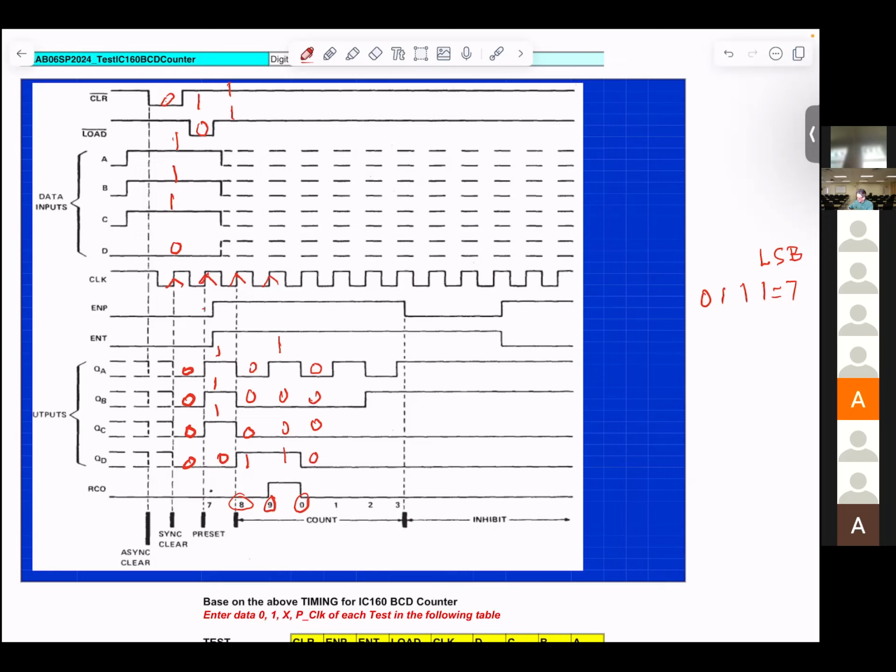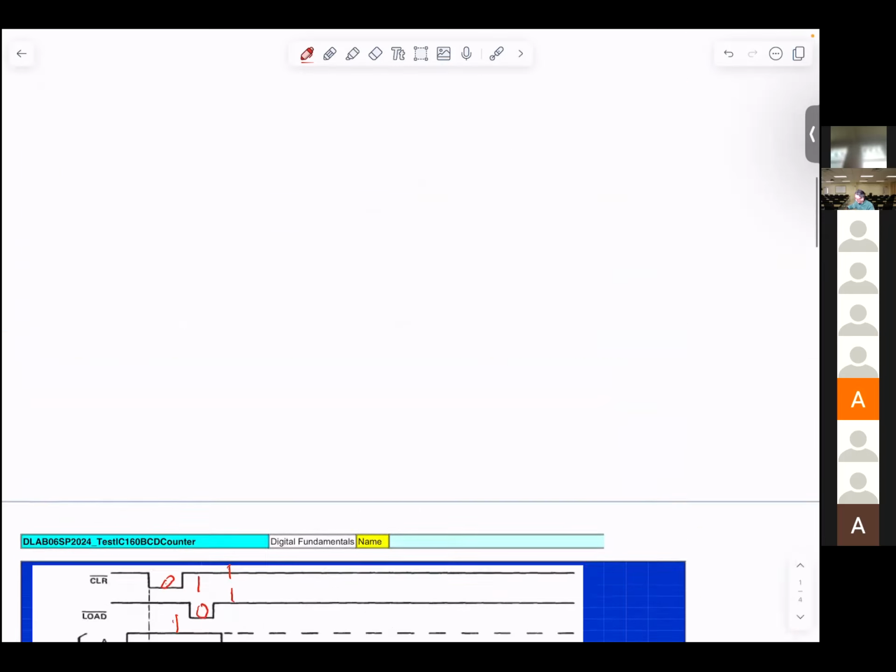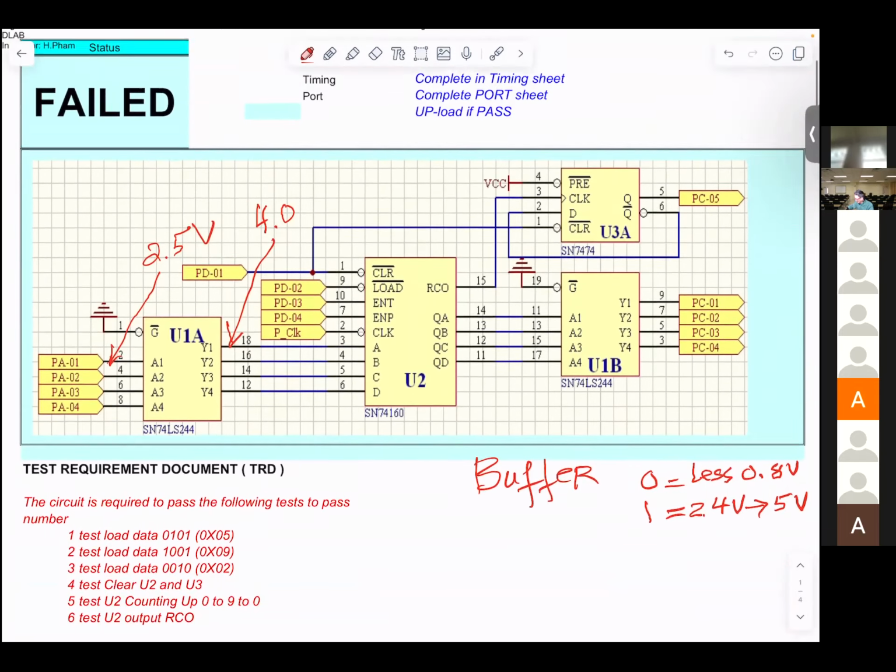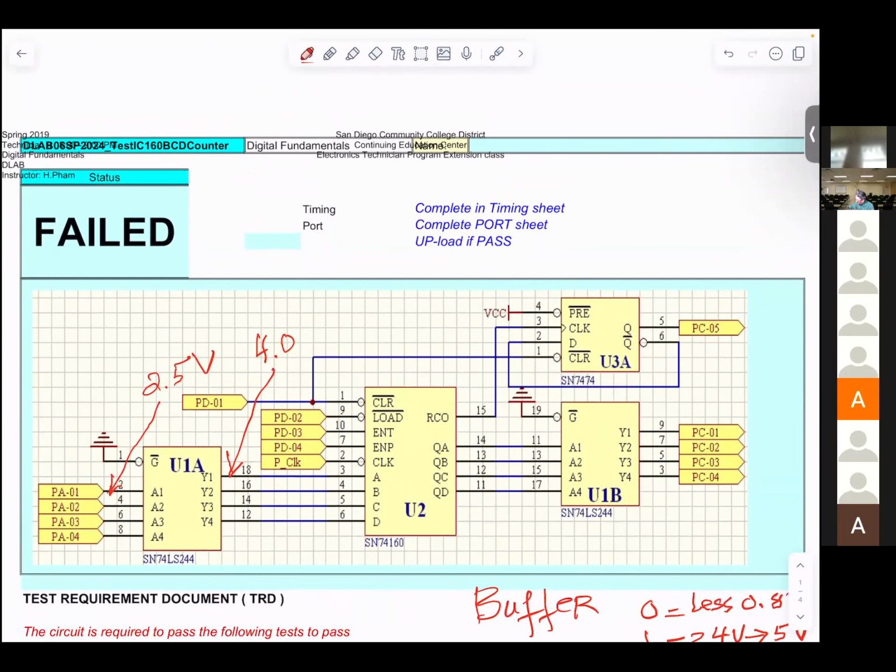Okay? So if you understand that, it's very easy to get through it. Now I'm talking about the last one here, pin 15 on this IC. That will be the output. That will be carry out.